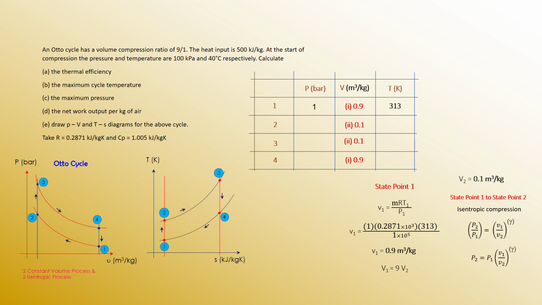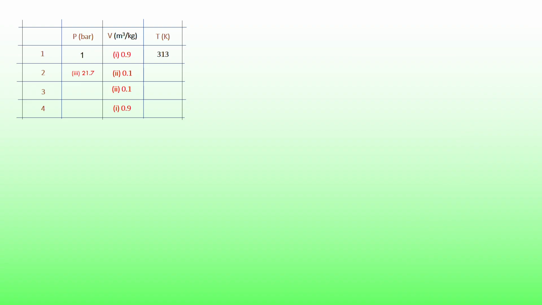So substitute your P1, V1, V2, and gamma. So you have your P2, that is 21.7 bar. Fill it up into the table under the pressure column. So you have 21.7 bar. Okay, so to the next.